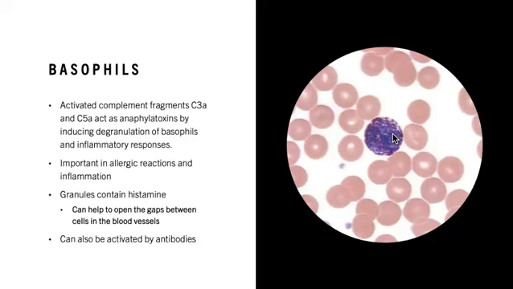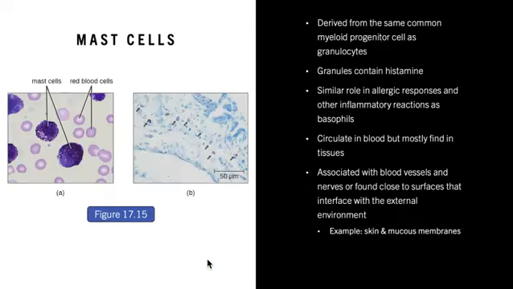And it can also be activated by antibodies, so it plays together with our adaptive immune system that really involves the production of antibodies. Now let's also talk about mast cells. They're derived from the same common myeloid progenitor cells as the granulocytes, and their granules contain histamine. So they'll have a similar role in allergic responses and inflammatory reactions as the basophils.